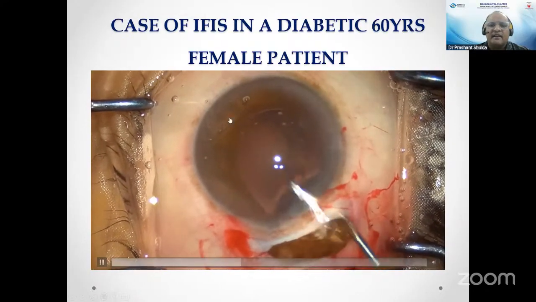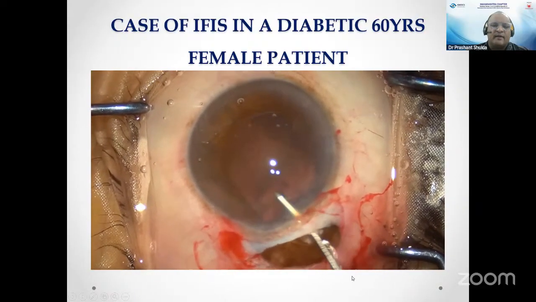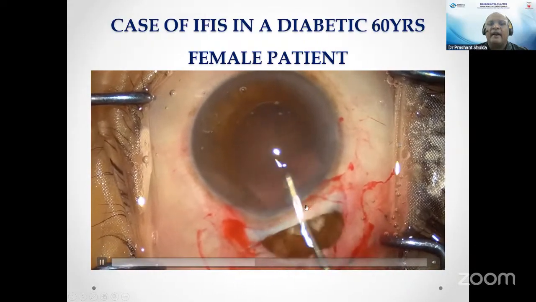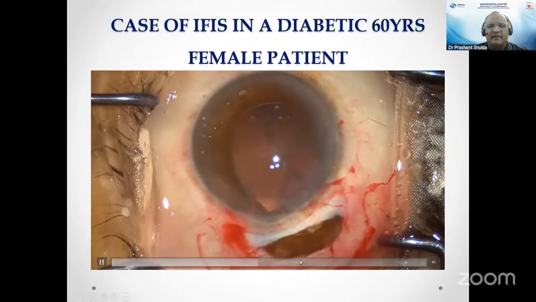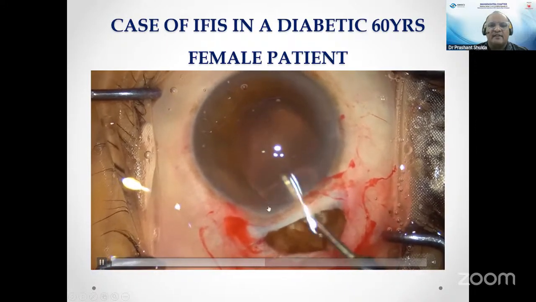There was a certain amount of cortex which was left here, so I thought, it is an open chamber. Let's not use the bimanual I/A for the fear of having a collapsed chamber and adding further complications. So I thought let's just implant the intraocular lens first.